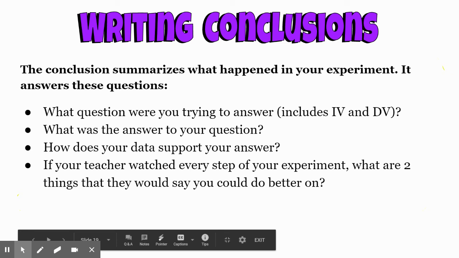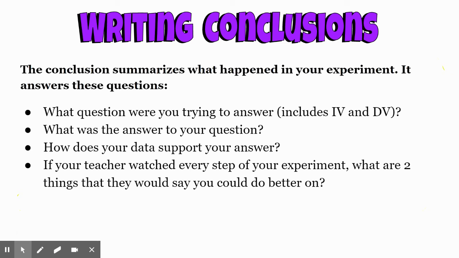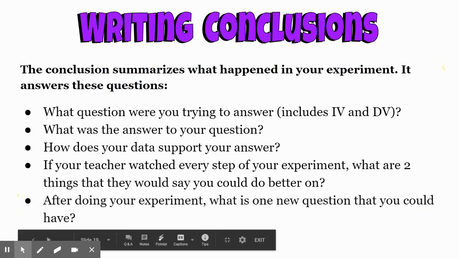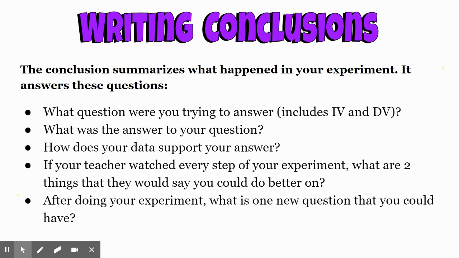And then I want you to think, if your teacher watched every step of your experiment, what are two things that they would say you could do better? What are two things that you think you could have done better within that experiment? What are some things that you knew could have gone better? It doesn't have to be two, it doesn't have to be three, it could be however many that you think could have gone better, or something that you could have changed to make your experiment a little more valid. And then after doing the experiment, what's something you could go further with? What's more research that can be conducted?